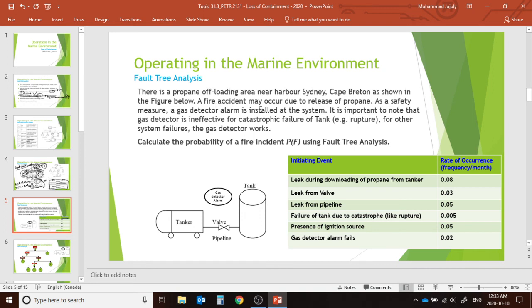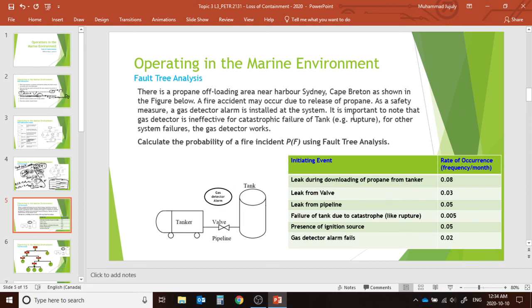A fire accident may occur due to release of this propane. As a safety measure, a gas detector alarm is installed here, just like a fire alarm. A fire alarm works like this: if there is heat or smoke, the detector is set off, and the fire alarm turns on. In the same way, if there is a release of propane, this detector sends a signal and turns on the gas detector system.